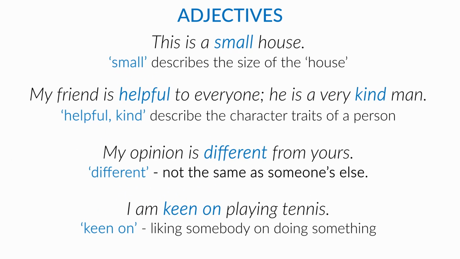Let's look at several examples of adjectives in sentences and their meanings. This is a small house. The adjective small describes the size of the house. My friend is helpful to everyone. He is a very kind man. The adjectives helpful and kind describe the character traits of a person.